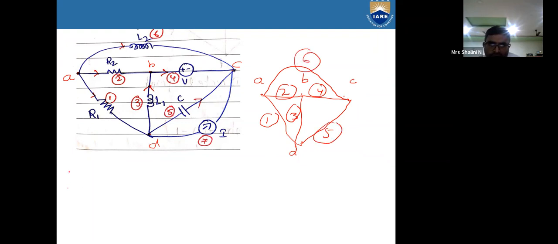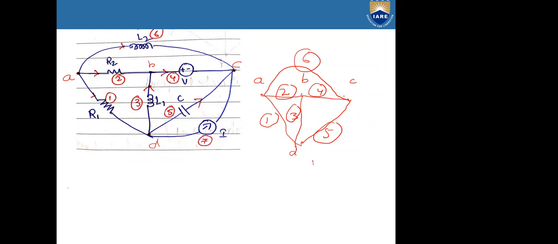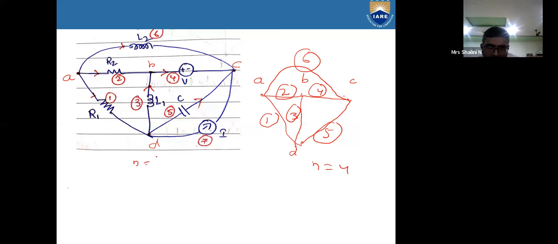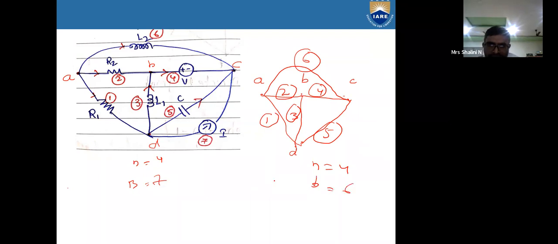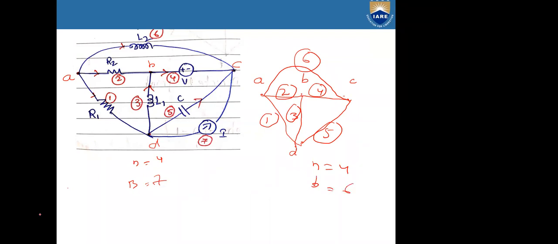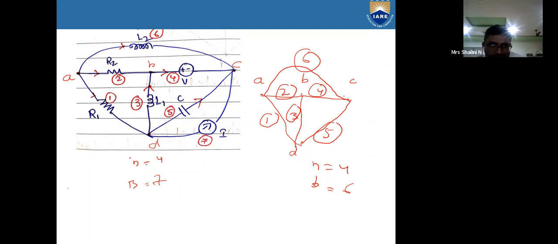So how many nodes will be there in this graph? In this graph, nodes will be 4. In this electrical circuit, nodes will be 4. In this electrical circuit, what is the number of branch elements? 7. In this graph, what is the number of branch elements? 6. So nodes are also called vertices, and branches are also called edges.